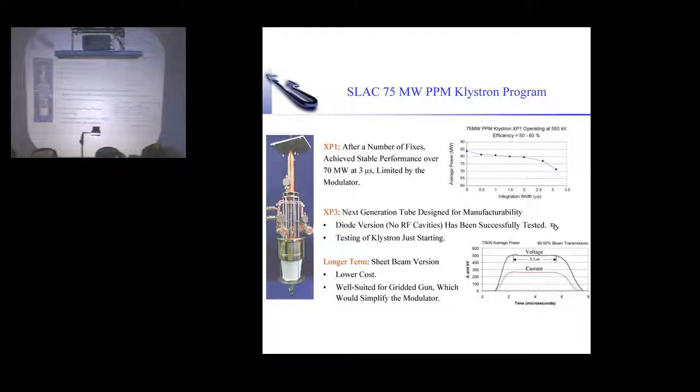In the longer term, there's what they call a sheet beam klystron. It's a version of this that will hopefully lower the cost. It has a lower space charge in it.